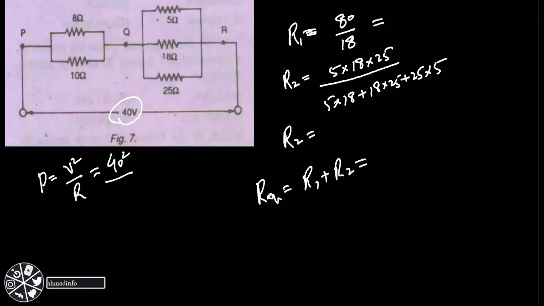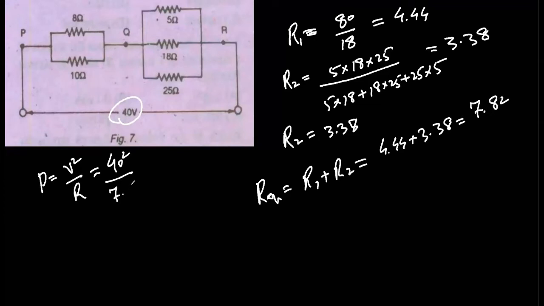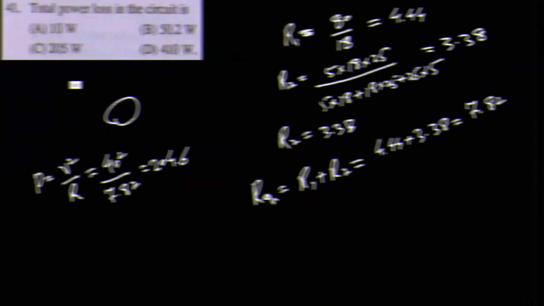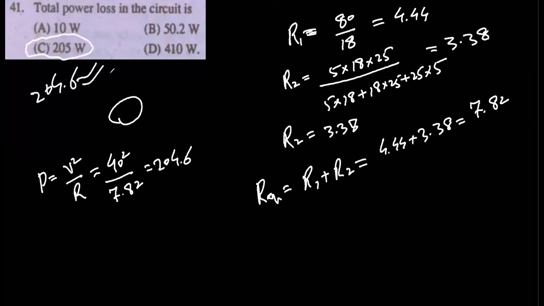So R1 will be equal to 4.44, and R2 will be equal to 3.38. If you add these two, 4.44 plus 3.38, your R equivalent will be equal to 7.82. So put 7.82 over here: 40 square divided by 7.82 is equal to 204.6. So total power loss in the circuit will be equal to 204.6. So option C is the correct answer, 205, as 204.6 is approximately equal to 205.